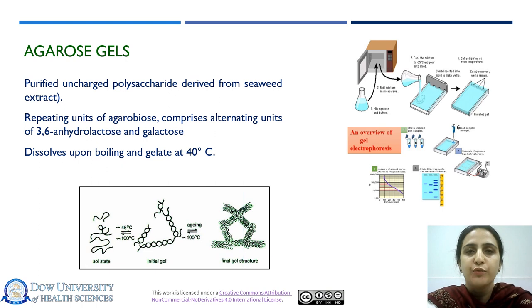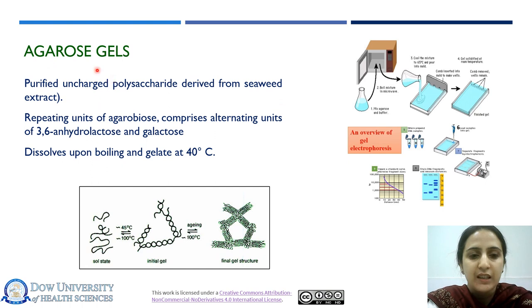The other type of electrophoresis is called agarose gel electrophoresis. Agarose gels are made up of agarose, which is a purified uncharged polysaccharide derived from seaweed extract. It is made up of repeating units of agarobiose, comprising alternating units of 3,6-anhydro-L-galactose and galactose.